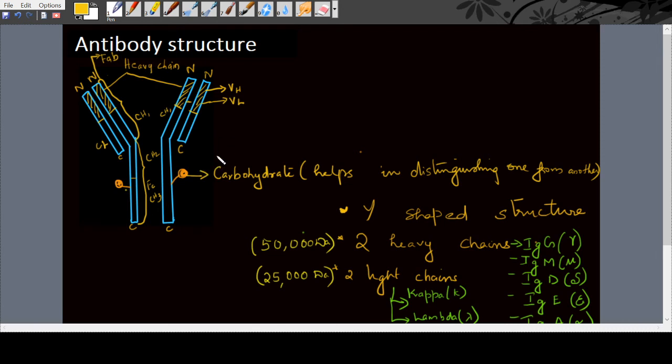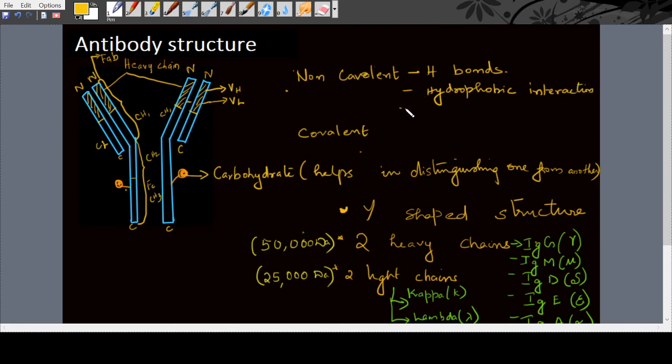Okay, another important thing I just want to tell you is that many interactions stabilize this antibody structure. They have non-covalent interactions as well as covalent interactions. The non-covalent interactions include H bonds or hydrogen bonds, hydrophobic interactions, and of course van der Waals forces, etc. And they also have a covalent interaction named disulfide bridges. That is very important because this is the one thing that stabilizes the entire antibody structure.